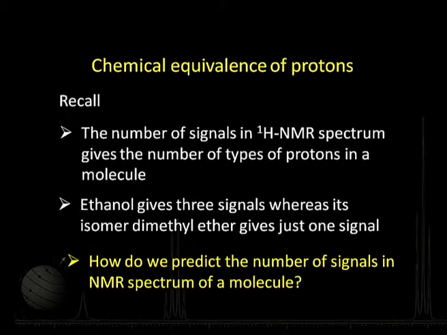Now the question comes up: if I know that the number of signals in my NMR spectrum is indicative of the number of types of protons, then conversely, if I want to predict how many signals I expect in the NMR spectrum of a given molecule, how do I go about it? Essentially it amounts to finding out how many equivalent protons are there in the given system. So, the question is, how do we predict the number of signals in the NMR spectrum of a molecule? That is what we are going to address now.